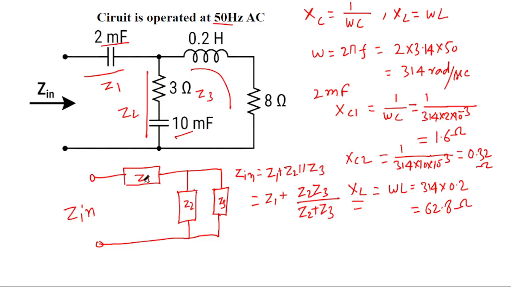So we have found the capacitive and inductive reactance values needed for Z1, Z2 and Z3. Resistance will remain the same because its value is independent of the frequency. So its value will remain 3 ohm, whatever the frequency is.